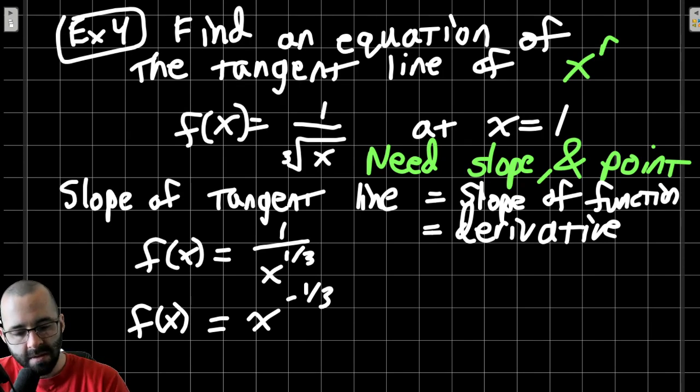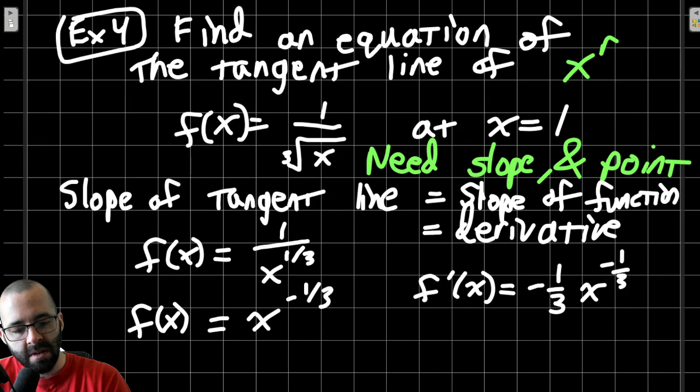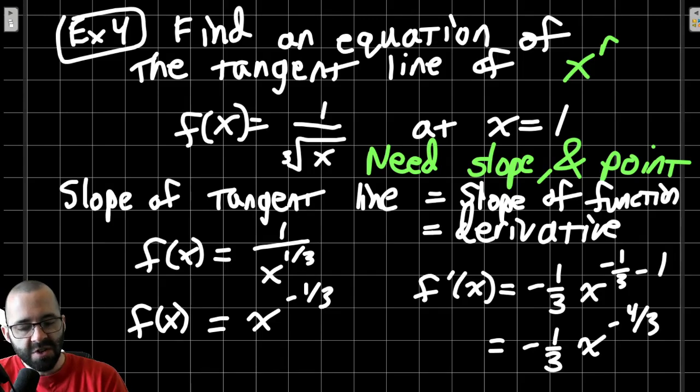We'll use the power rule. So what we have is that f prime of x, the slope, the derivative, bring down the exponent, negative 1/3. Our new exponent is the old exponent minus 1. And you can simplify that out. I won't do it all over again, but negative 1/3 minus 1 is negative 4/3. So that's our slope formula. This is our derivative right here.